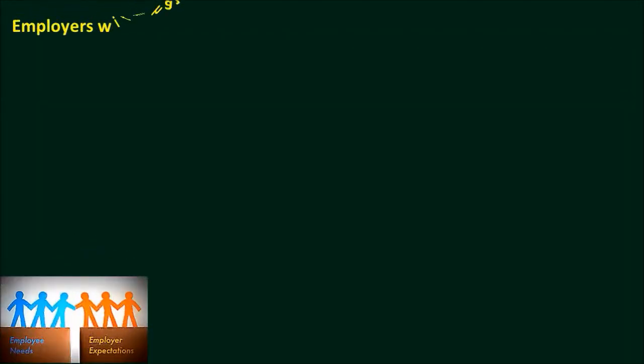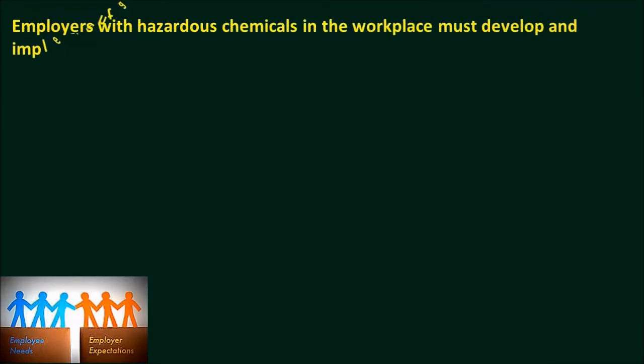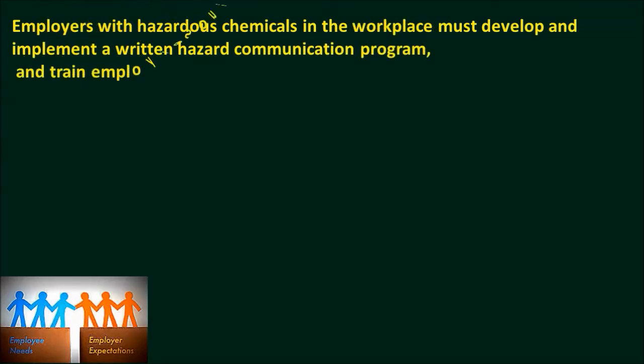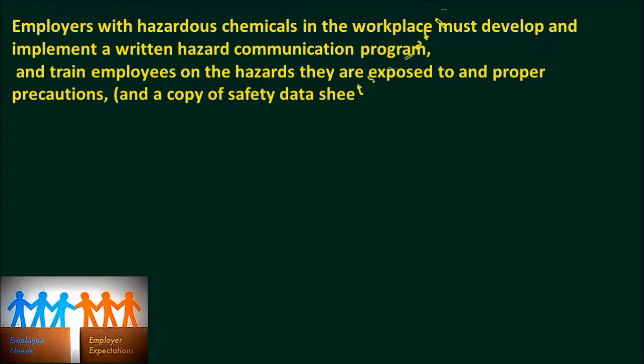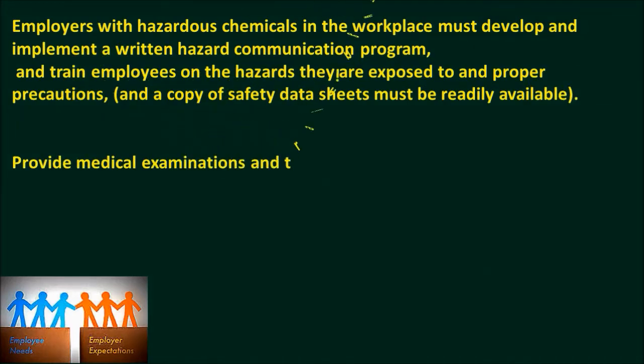Employers with hazardous chemicals in the workplace must develop and implement a written hazard communication program and train employees on the hazards they are exposed to and proper precautions, and a copy of safety data sheets must be readily available. Provide medical examinations and training when required by OSHA standards.